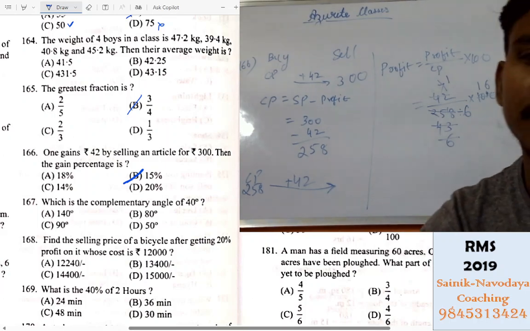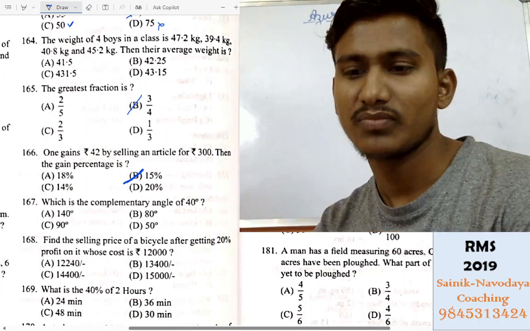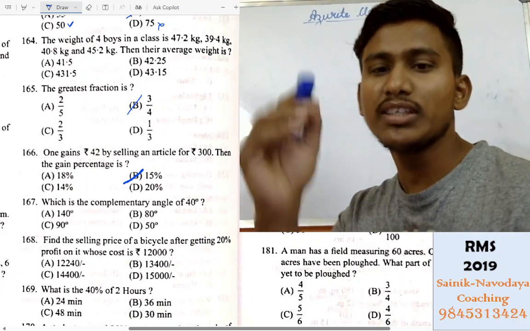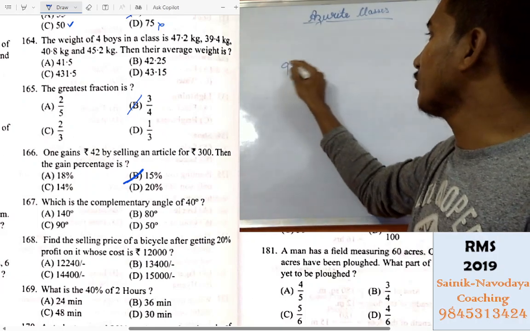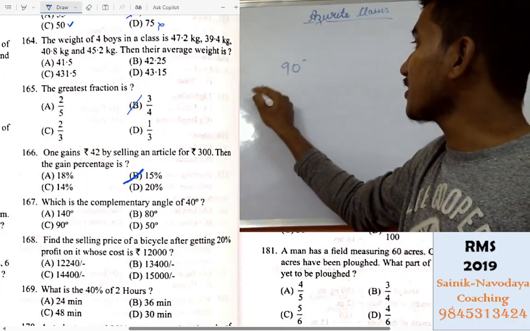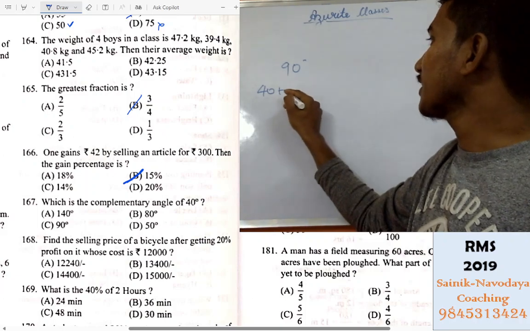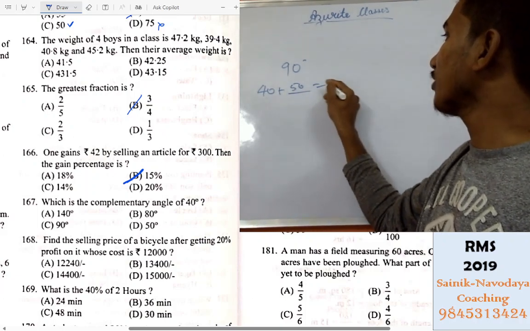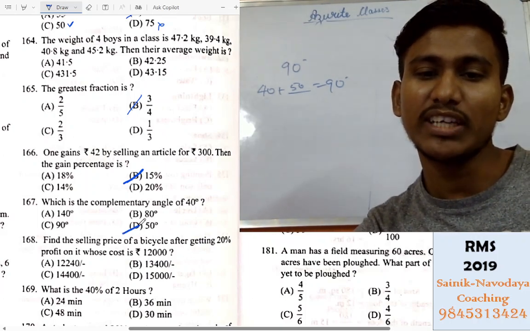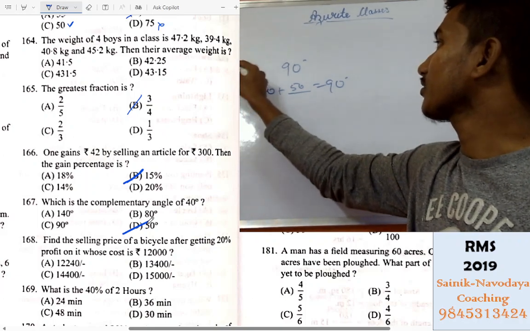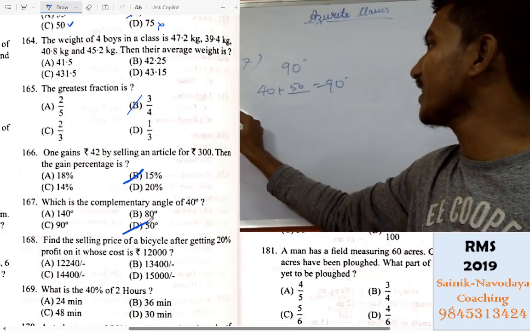Okay, see here student, next question, we have to find the complementary angle. Complementary means 90 degrees will be the answer. So 40 plus how much is 90 degrees? 50. Yes, 50 we have to add, we will get 90 degrees. So the answer will be option D. Yes, 167. Now 168 is there, right?